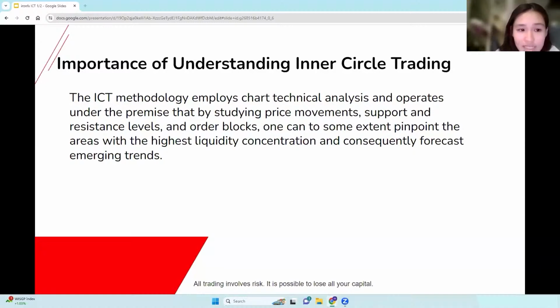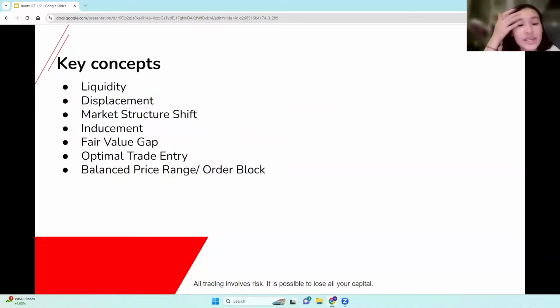So what exactly it is: it basically employs chart technical analysis and operates under the premise that by studying price movements, support and resistance levels, and order blocks, one can to some extent pinpoint the areas with the highest liquidity concentration and consequently forecast emerging trends. Okay, so let's get into some of the key concepts.